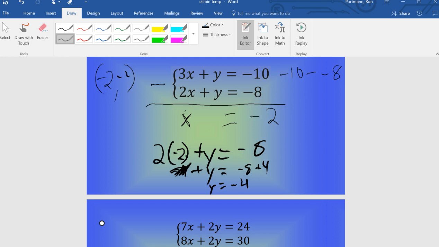Test it to see if it's right. I'm going to plug them back in the first equation. If I put negative 2 in for x and I put a negative 4 in for y, it should equal negative 10. Let's see. 3 times negative 2 is negative 6 minus 4, because a plus and a minus would give you a minus. Negative 6 minus 4 is going to give you negative 10. Good.